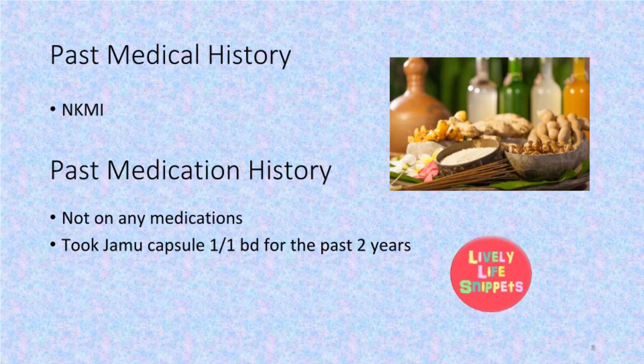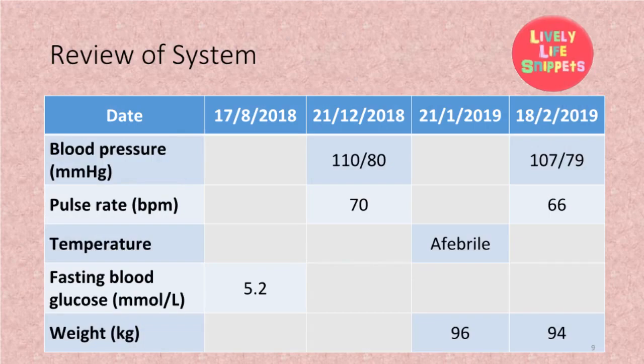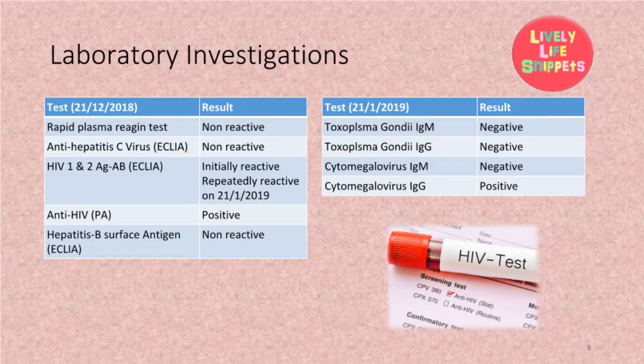She took Jamu capsules of unknown brand, 1 capsule twice daily for the past 2 years. Her blood pressure, pulse rate, temperature and fasting blood glucose are within normal range. She weighed over 90 kilograms. She tested reactive twice for HIV antigen, and positive for anti-HIV antibody and cytomegalovirus immunoglobulin G.